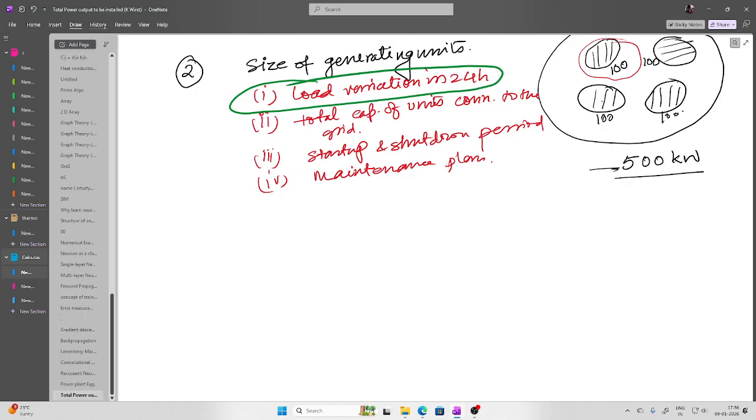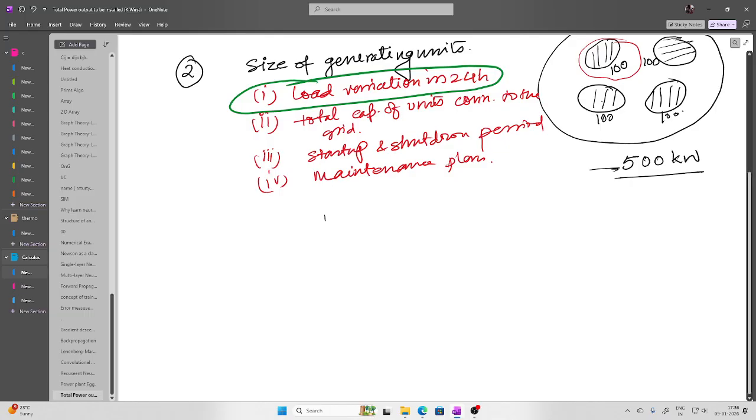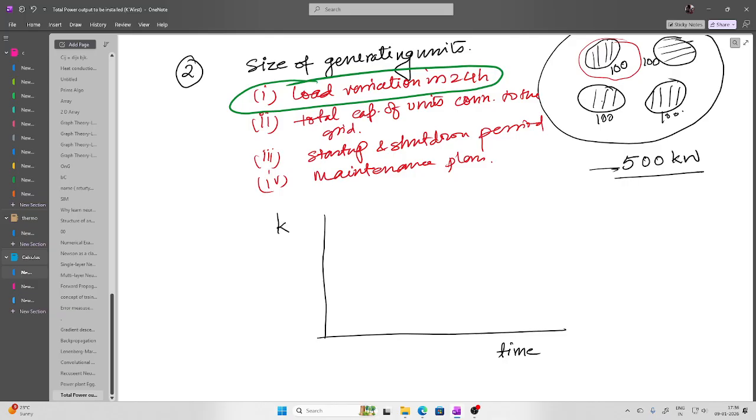So what we say, that how much, or the estimation of the maximum load, or the variation of the load over a period of time, is something which we call as load duration curve. So consider this. This is time. It can be spanning over days. It can be spanning over hours. Doesn't matter. And let's say it is the kilowatt. So this particular variation is what we call as the load duration curve.